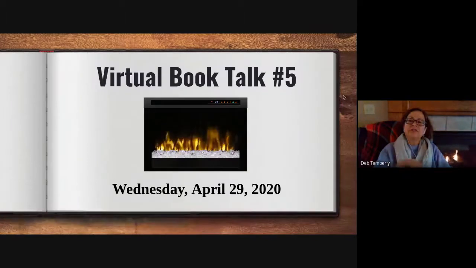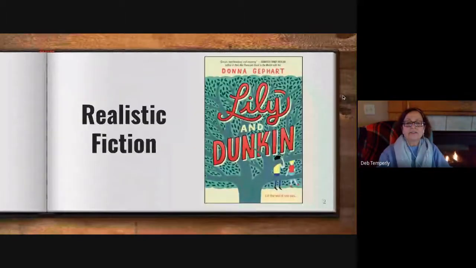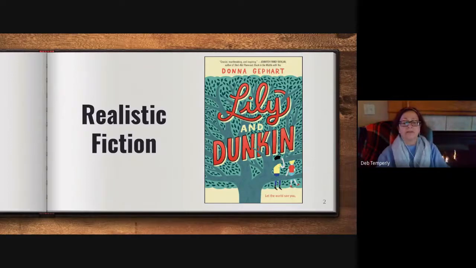The book that I chose to share with you today is a realistic fiction selection called Lily and Duncan. It was nominated for the Iowa Teen Award this year, and I don't think I got a chance to book talk it with anybody. It's by Donna Gephardt, and we do have another book by her in our school library, though not in Mac and Via. I like this book because it has to do with some very middle school issues as far as tolerance and acceptance go. So I hope you will give it a read after you listen to my book talk.